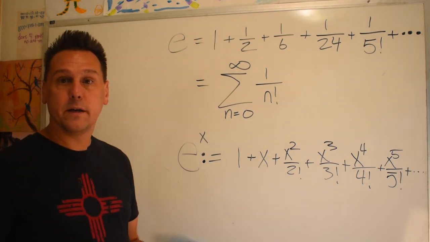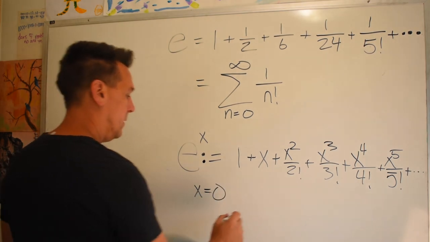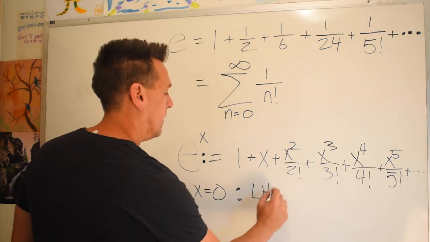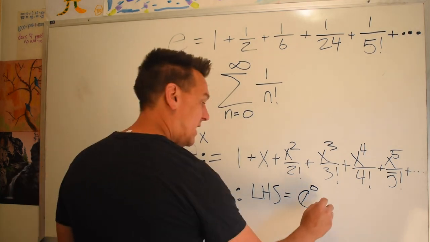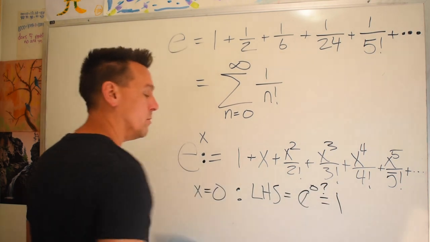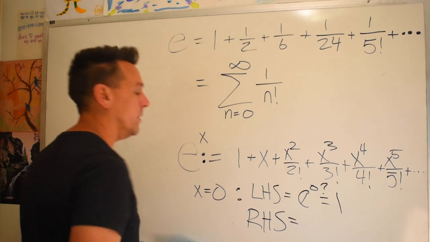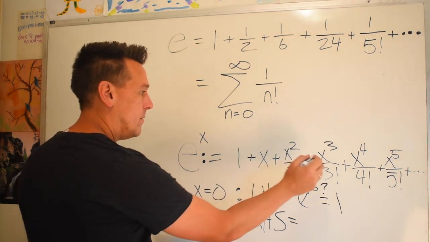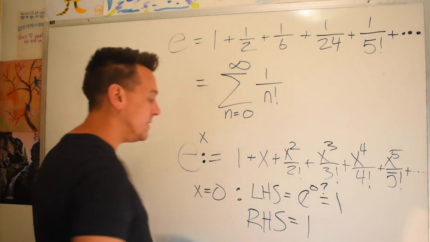The first number I'm going to plug in is 0. What happens when x equals 0? Well, if we plug it in on the left side, we're going to get e to the 0. So hopefully, given the rules that I've been told for exponents, hopefully that comes out to 1. Now let's see what the right-hand side looks like. Plugging in 0 to a polynomial is usually pretty easy. That's 1, that's 0, that's 0, that's 0, that's 0. They're all going to be 0 after that first one. The right-hand side does equal 1.